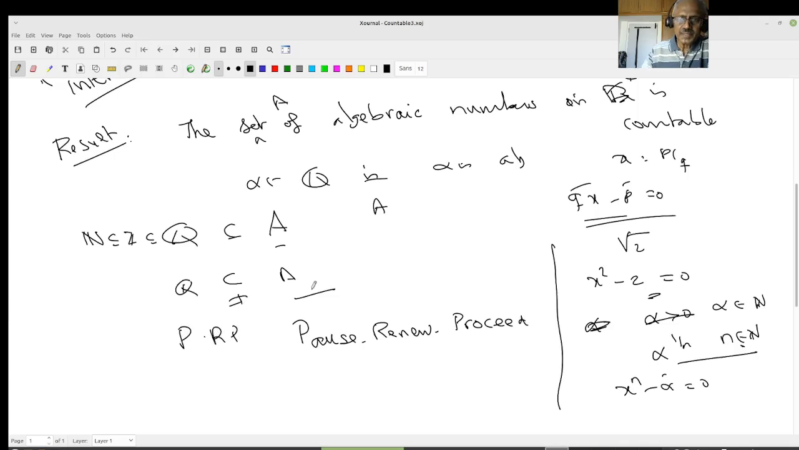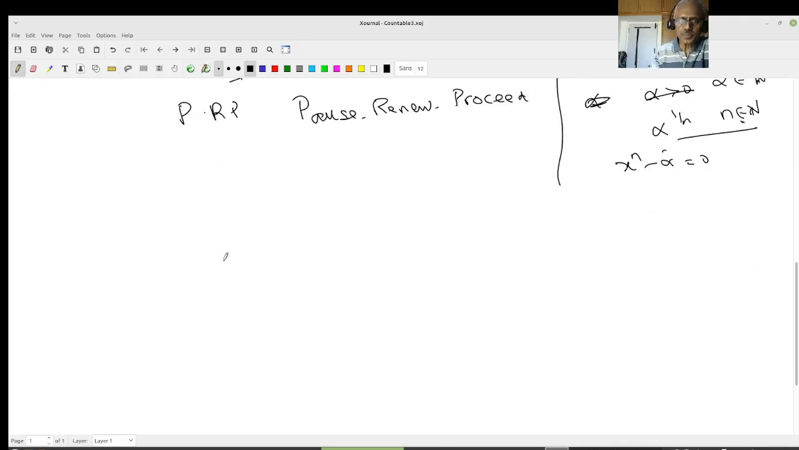Is this clear? Now how do I prove that? So let P_n be the set of nth degree polynomials with integer coefficients.